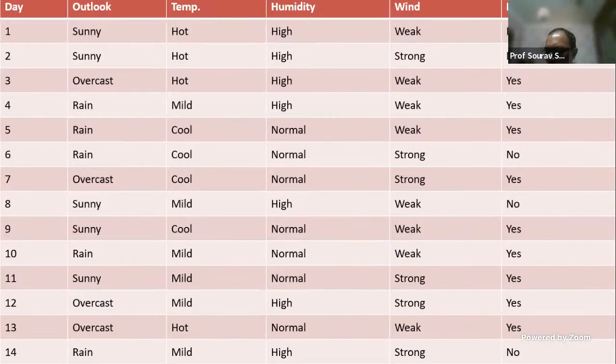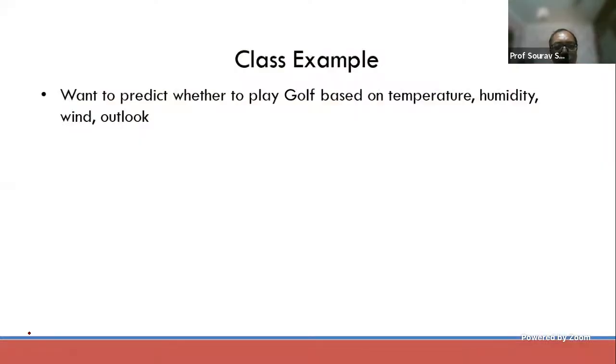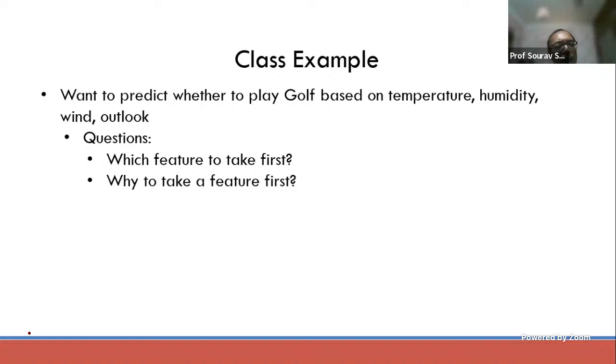So this is the data set, and here you have outlook, temperature, humidity, wind. These are some of the features. And then at the end of the day, whether someone should go out and play golf or not is given, right? As you can see, there are 14 records here, and we need to build a solution based on the data which is given. This is the example of whether to play golf based on temperature, humidity, wind, and outlook. And precisely, these are some of the questions which you should ask: which feature to take first for building the decision tree, why take that particular feature first, and what determines which feature to select. These are some of the things that we are going to discuss.